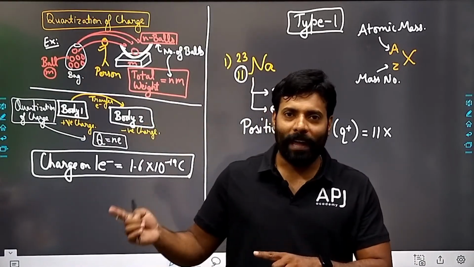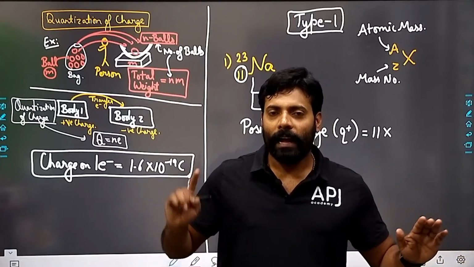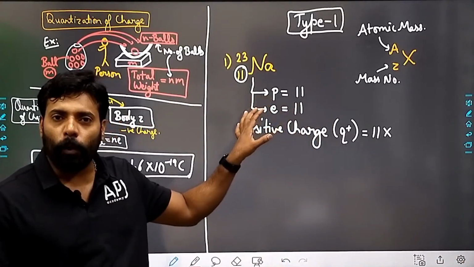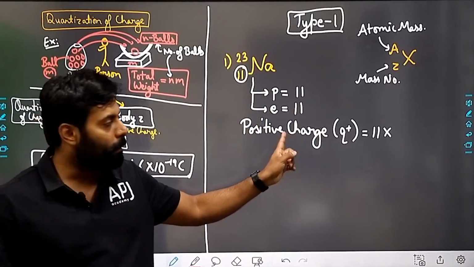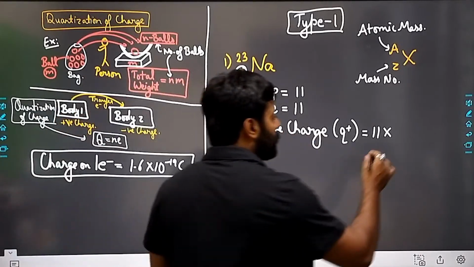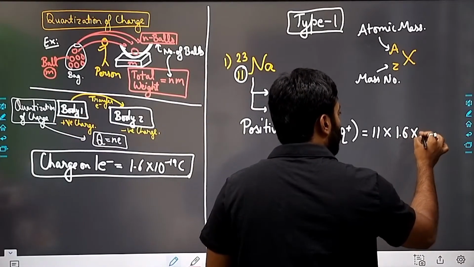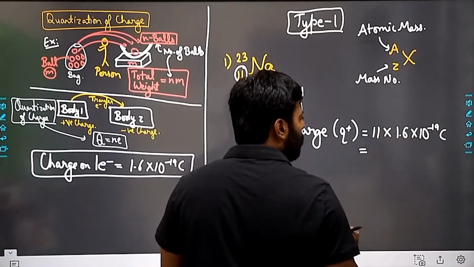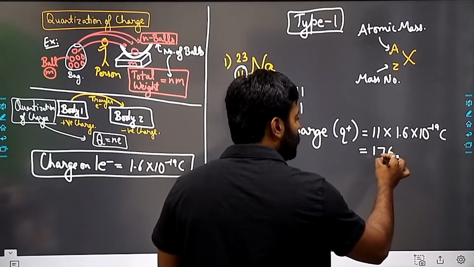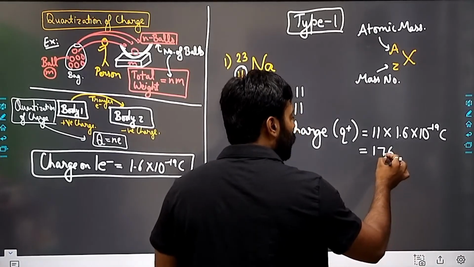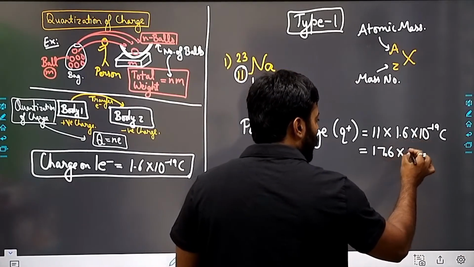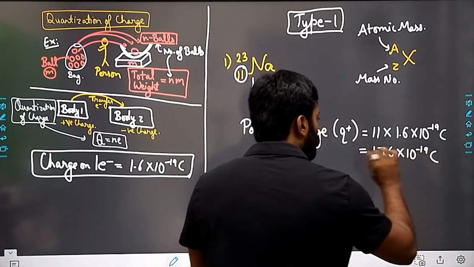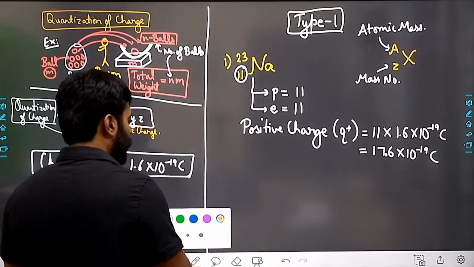So the charges on electron and proton are the same. If sodium has 11 protons, then the positive charge will be 11 into 1.6 into 10 to the power of minus 19 coulomb. Is it fine? I can multiply this number. It will be 17.6 into 10 to the power of minus 19 coulomb. So this will be the positive charge it will have.